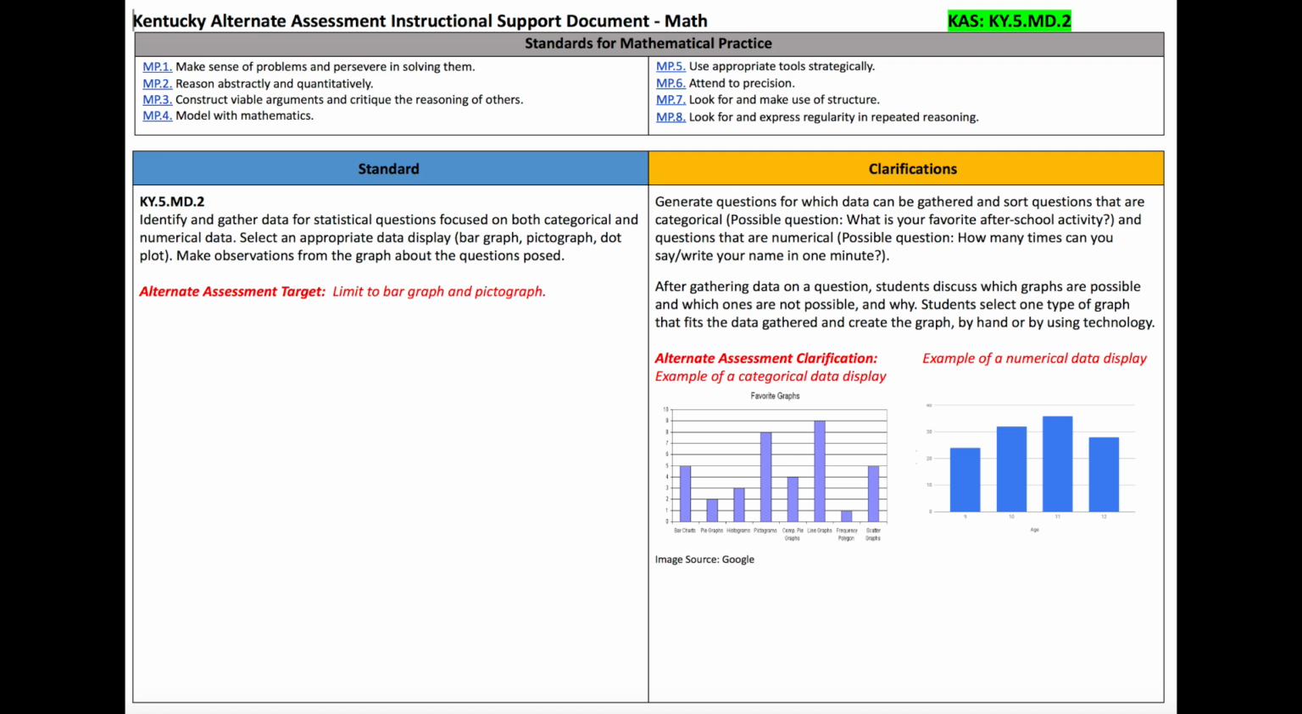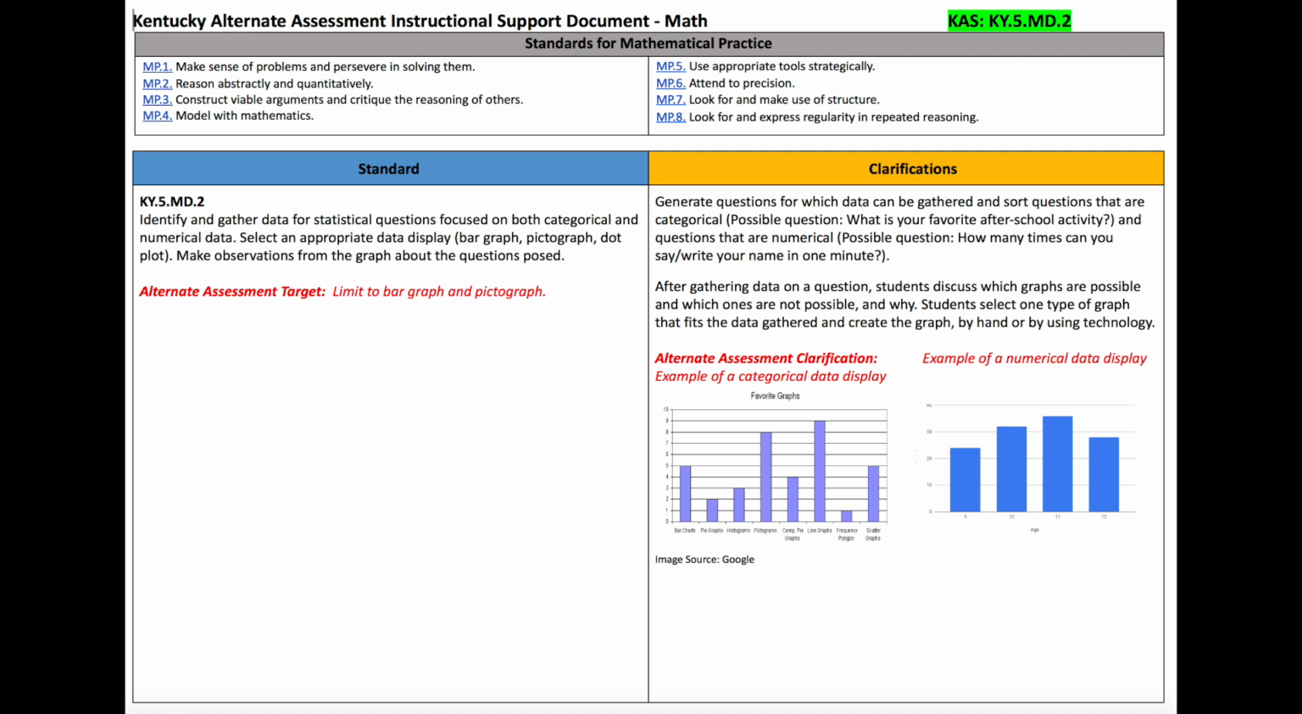Numerical data would be to get a count of how many, like surveying people and seeing how many pets you have in your home, how many cars or vehicles your family owns, or how many brothers and sisters you have. This is where you would get a number for it. So that's the difference between categorical and numerical.